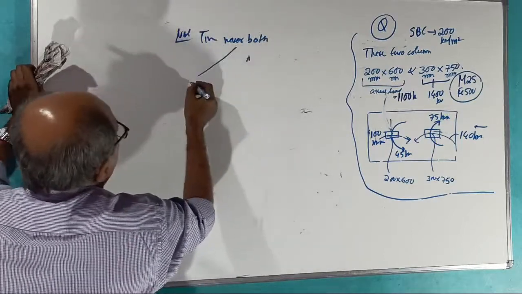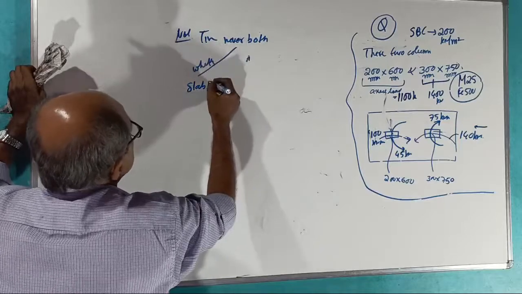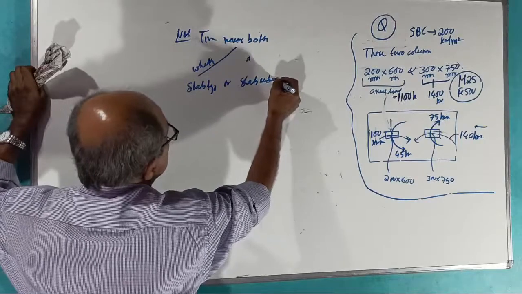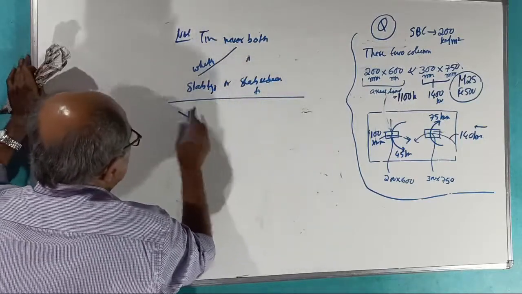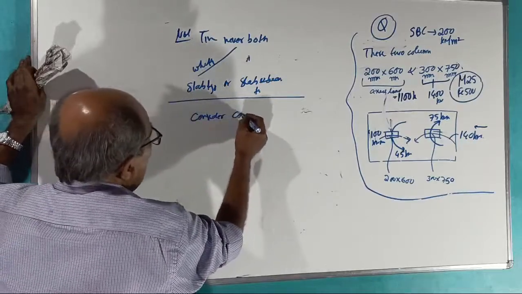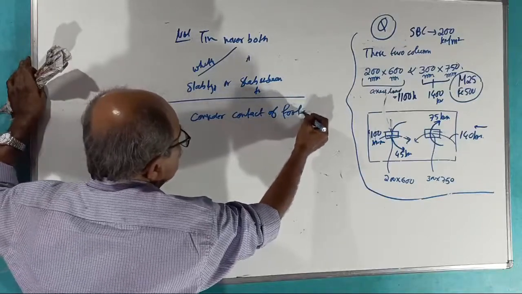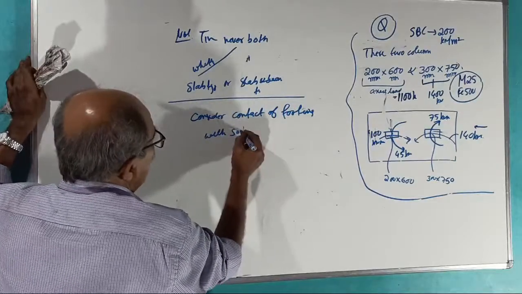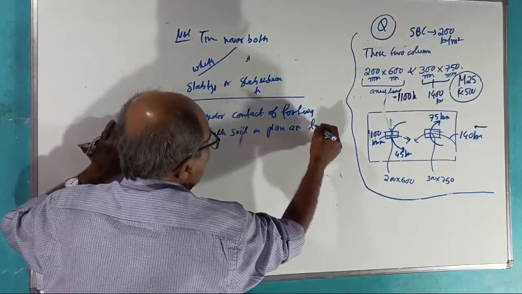Never bother whether it is only slab type or slab and beam type. Clear? Never bother. You just consider the contact of footing with soil, that is on plan area of L1 by L2.